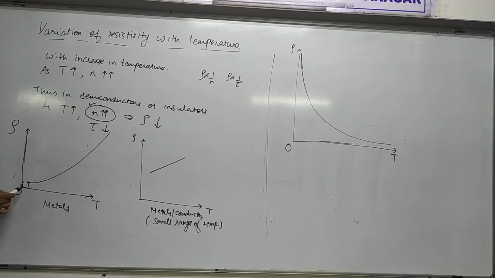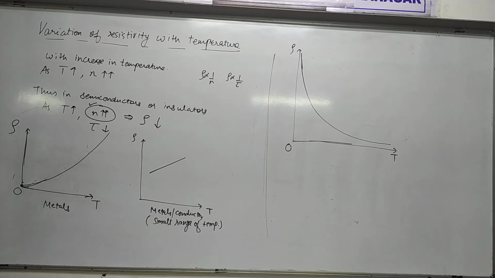The temperatures are like 1 Kelvin, 0.1 Kelvin, that type of temperature. They are impossible to achieve in practical scenarios. Okay, that's why we cannot use superconductors in daily life.